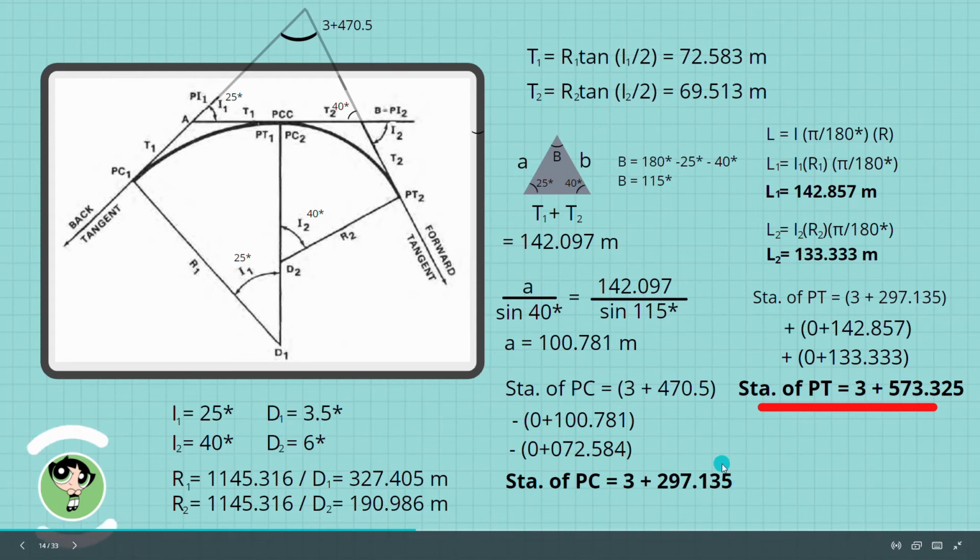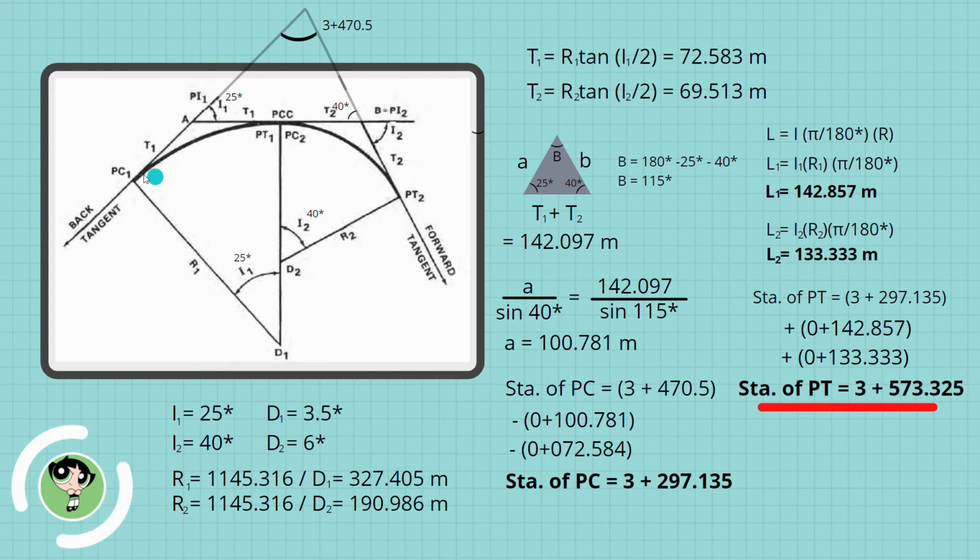We have solved the station PC. Next, we will look for the length of the curves to get the station PT. This is the formula we derived earlier in our simple curve discussion: L is equal to I times pi over 180 degrees times the radius. We are looking for L1 and L2.